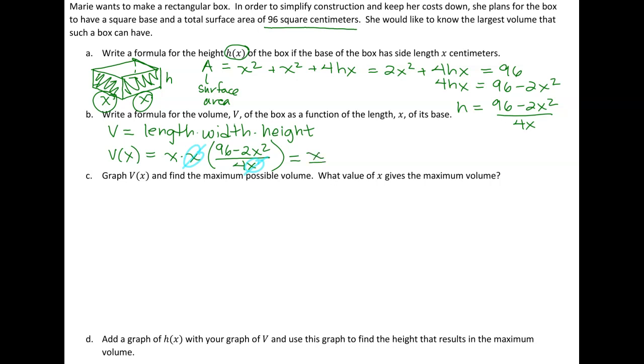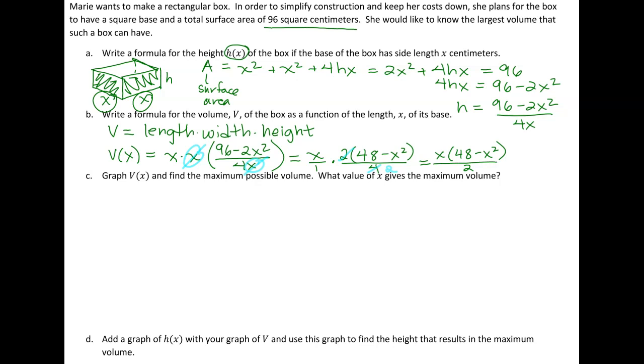So I have x, and I think I'll write that x over 1 just so that when I mush these two together, it doesn't look confusing. On the top, I'm just going to factor that 2 out, and that should leave me with 48 minus x squared over 4 because I've already canceled an x out. And then let's just reduce a tiny bit more. We can cancel a 2. So when I put this all together, I have x times 48 minus x squared over 2. So this is my volume formula.